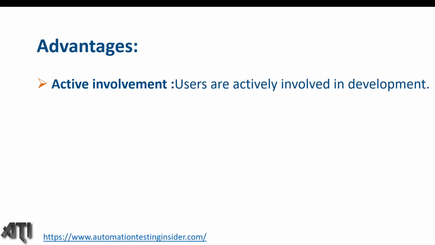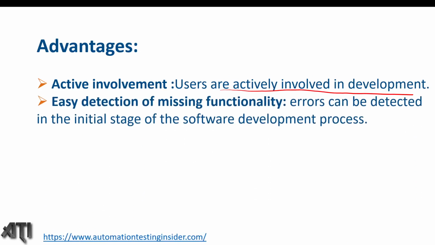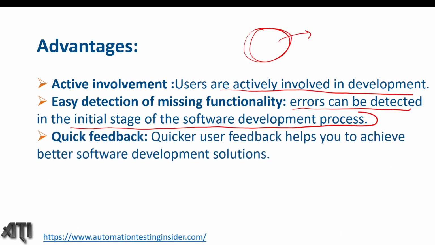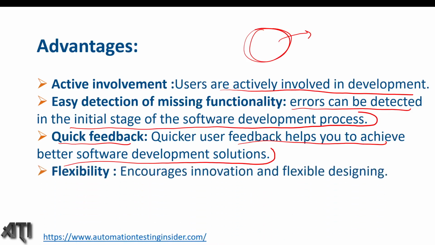What are the advantages of the prototype model? Active involvement. Users are actively involved in the development of the prototype model. Early detection of missing functionality. Errors can be detected in the initial stage of the software development process. Since we are developing the prototype and we get it reviewed as soon as it is developed, we can avoid defects in the early stage of the development lifecycle. Quick feedback. Quicker user feedback helps you to achieve a better software development solution. Flexibility encourages innovation and flexible designing. So this is another advantage of the prototype model.